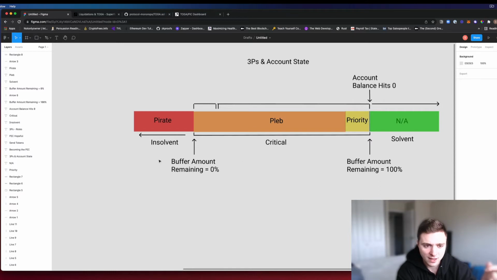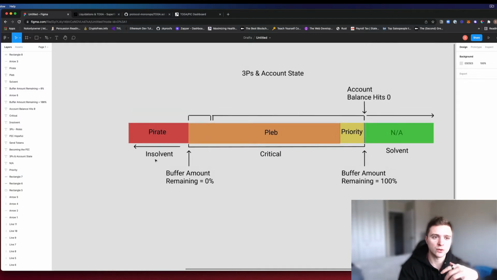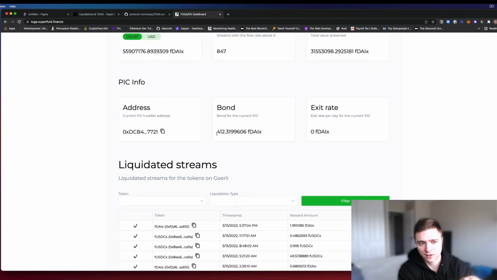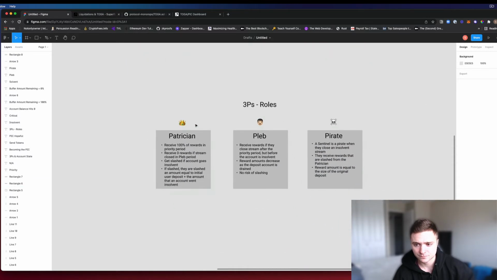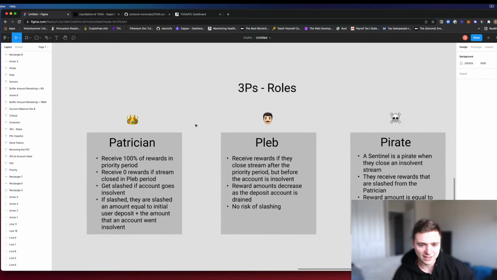Okay? So if a pirate closes a stream here, what they receive is a reward that is equivalent to an amount that is slashed from the PIC. So this part of the staked amount that the PIC had to put up is slashed. It's paid out to the pirate, and that's their reward for that. So it is a bit of an incentive mechanism there. If we look a little bit deeper into how this works, I'll explain a bit more in detail the specifics and recap here for the patrician and pleb in a second.